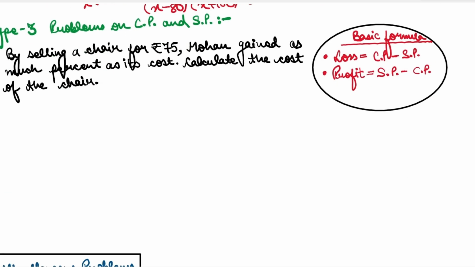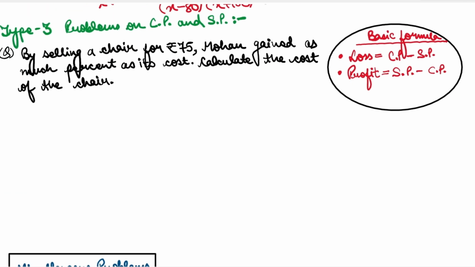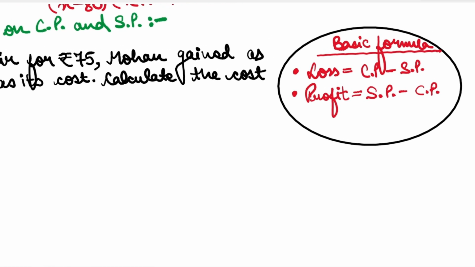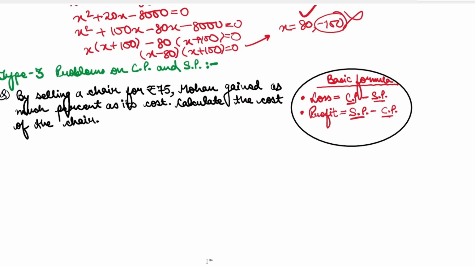Okay, now moving on to the next problem that the question says here, problems on CP and SP. So first of all we'll go through the basic formula, that is my loss becomes equal to cost price minus selling price and my profit becomes equal to selling price minus cost price. Okay, so now the question states that you have been given by selling a chair for ₹75. ठीक है, हमने एक चेयर बेचा है at ₹75. तो मोहन gained as much percent as its cost. Calculate the cost of the chair.